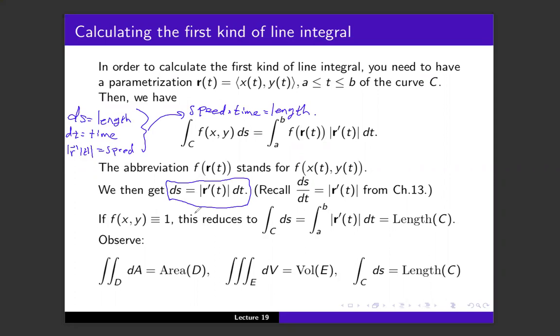And this, by the way, should look similar to what we saw in chapter 13, where ds/dt, the change in arc length, ds/dt was |r'(t)|. Right?